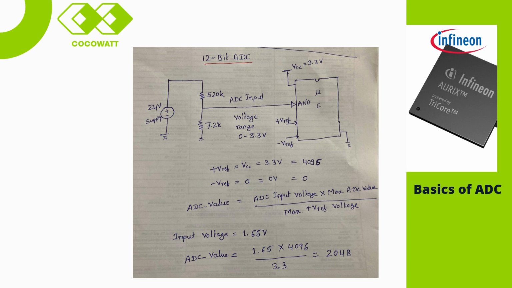So if you want to calculate the ADC value, here is the formula. ADC value is equal to input voltage times maximum discrete steps, that is 4096, divided by VRef. Now assume the input voltage is 1.65 volts. Then substitute this value into the formula. You will get 2048 as the ADC value. That's how an analog sensor voltage is translated into a digital value that the microcontroller can understand.